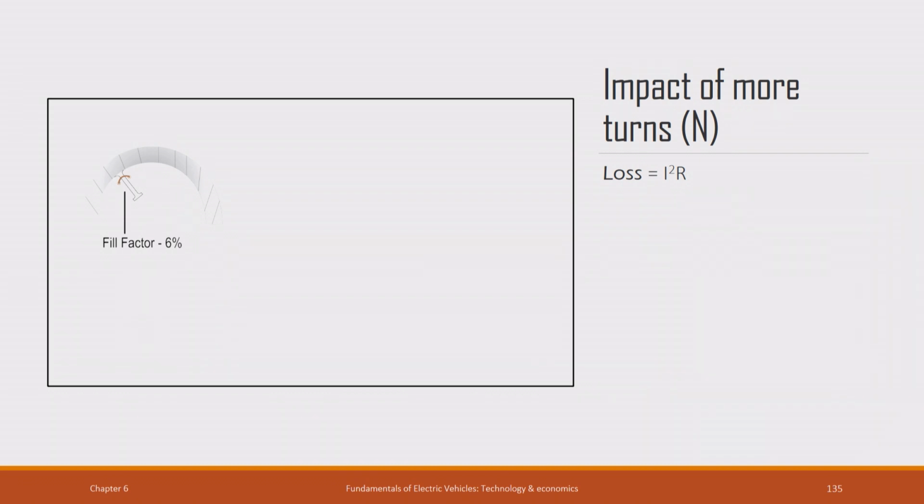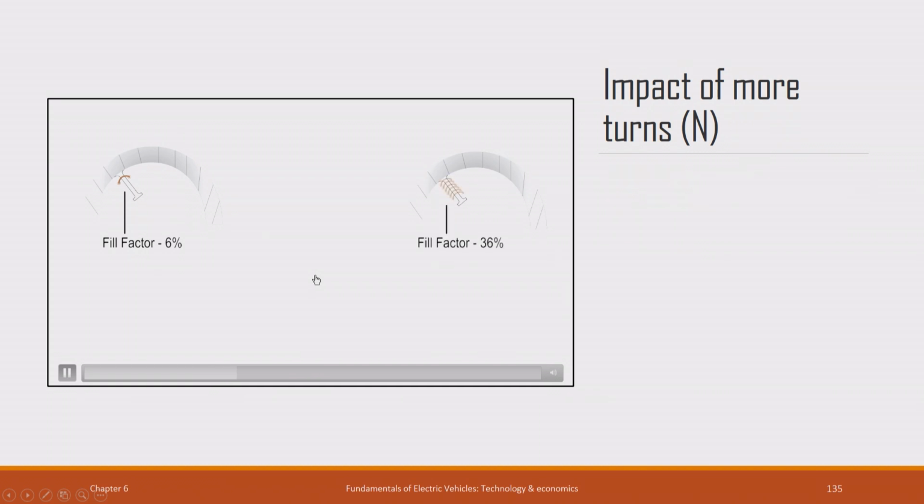Now, I want only one turn, but I can afford a fill factor of 36%. Then what will I do? What I will do is I will put many turns in parallel in such a way that the fill factor becomes 36%. In this picture I have put 6 turns in parallel in order to achieve 36% fill factor. Why would I do that? What is the advantage of putting 6 turns in parallel? Remember, I am putting them in parallel.